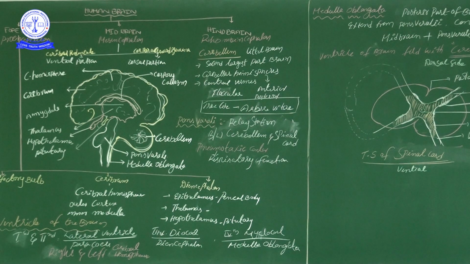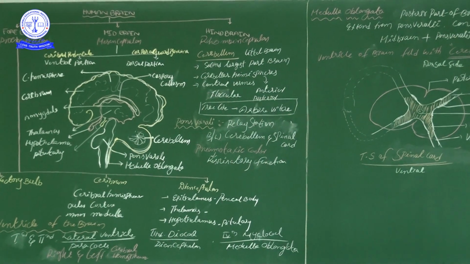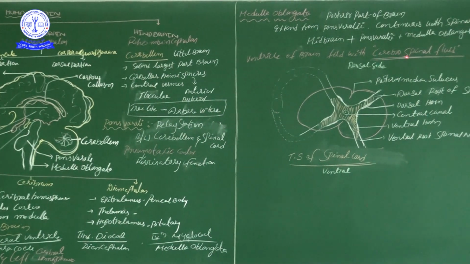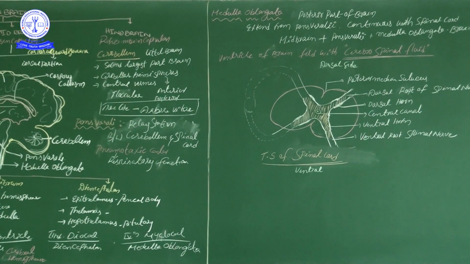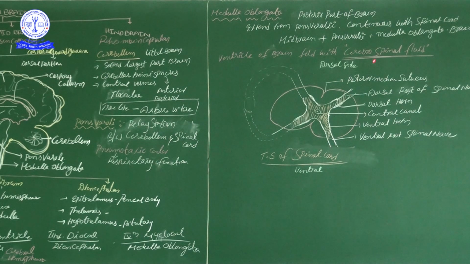Now your question, sir, is what is there in the cavities of the brain? What exists there? The brain cavity is filled with one fluid. That fluid we call cerebrospinal fluid. That fluid plays an important role in reducing friction inside the brain. Okay, and there are some other significances also of cerebrospinal fluid.